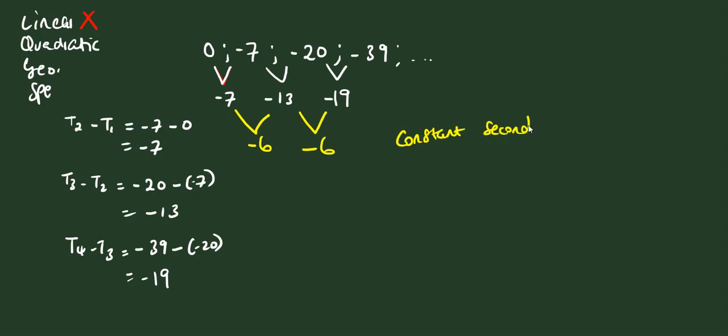second difference, right? And if it is like that, it means it's a quadratic. It's not a geometric. Now that we know that it is quadratic, remember for quadratic, Tn is equal to an squared plus bn plus c. Alright, now remember, how do we find a, b, and c?